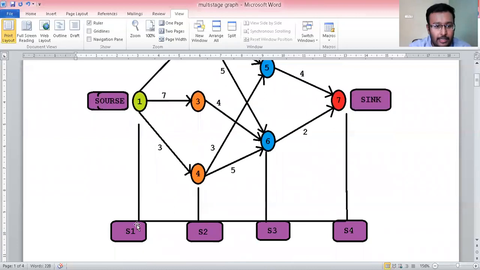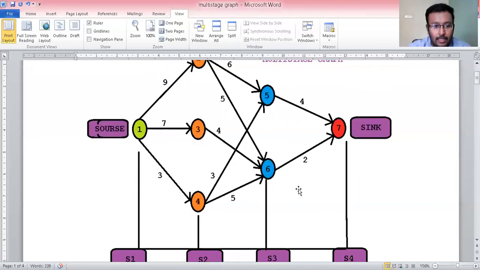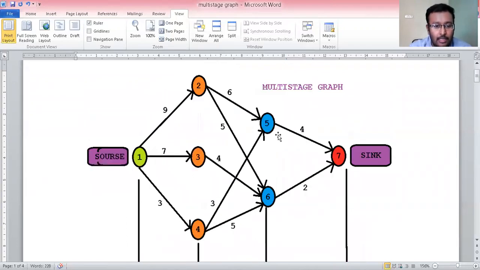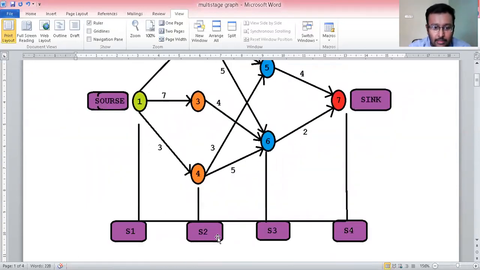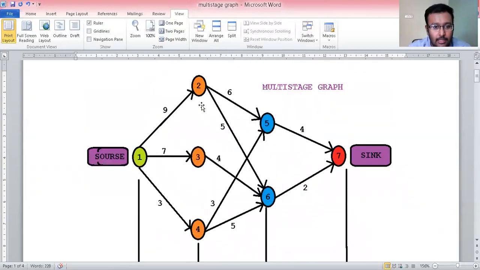If you see in stage S1 and stage S4, the source vertex and the sink vertex are given. You should understand there is always only one source vertex and one sink vertex. And in between, in stages S2 and S3, there are many vertices. Given a multi-stage graph, the first thing we need to find out is the minimum distance from the source vertex to reach the sink vertex. So we have to find the minimum distance.